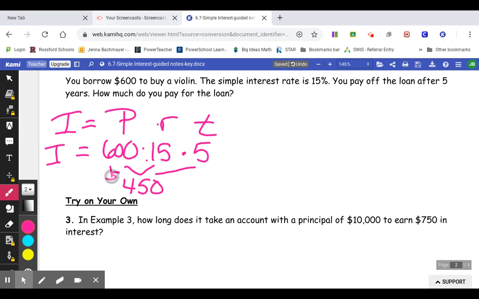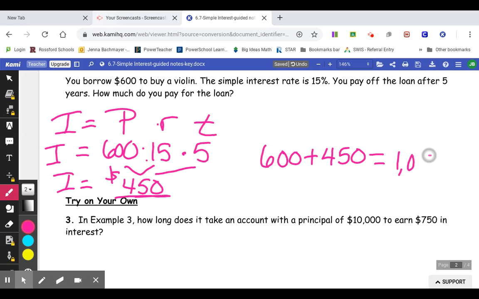$450. So that means after 5 years, I'm going to have to pay an additional $450 back. So I still have to pay my $600 that I originally borrowed, plus my $450 that I accrued in interest. So when I add those two together, I get $1,050 that I have to pay back after borrowing only $600. Okay, so go ahead and pause the video and try the next 2 on your own.